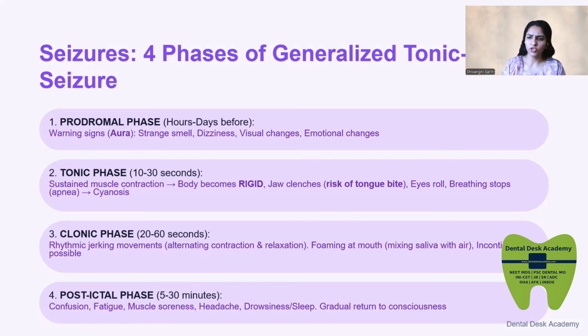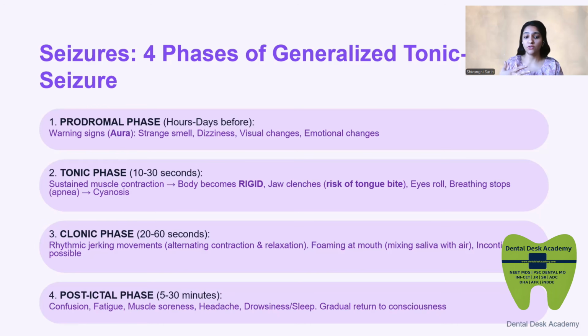So what will happen generally in a seizure? There will be a prodromal phase. This patient may have an aura. He may have a strange smell. He may be feeling dizzy. He may exhibit signs of emotional changes, but he will have an impending sense that the seizure attack is going to occur. Generally, an aura is there.